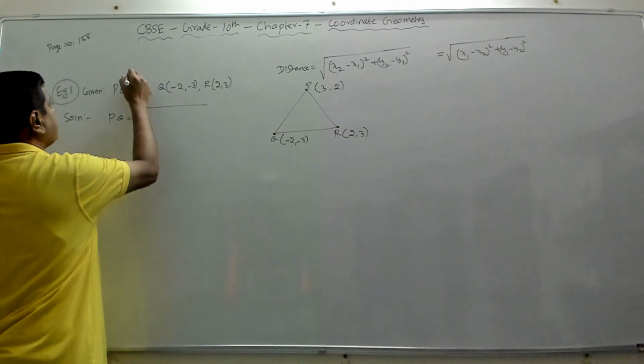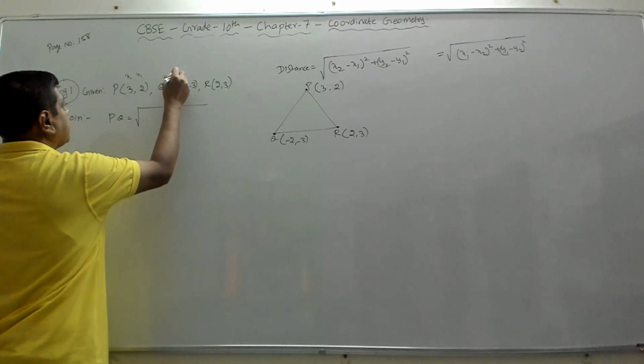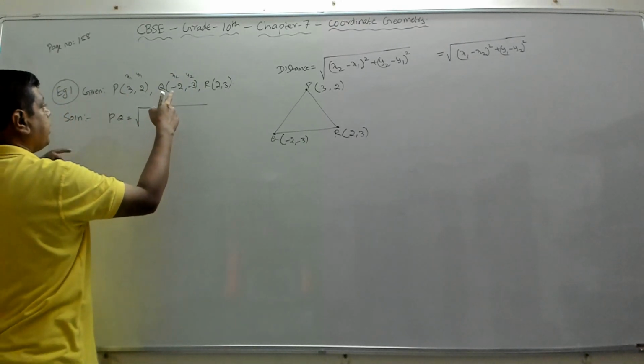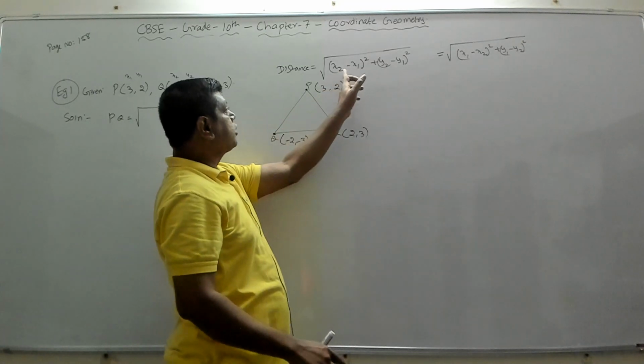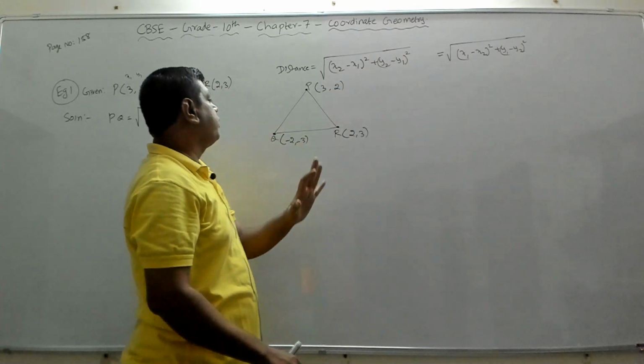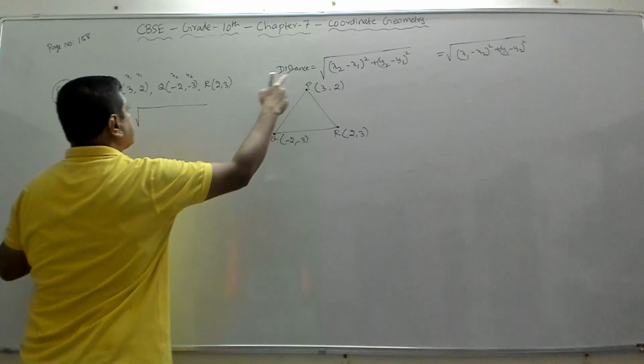Now what is PQ? If you take this as x1, y1 and this as x2, y2, then the formula for distance is the square root of x2 minus x1 the whole square plus y2 minus y1 the whole square. So x2 is minus 2.